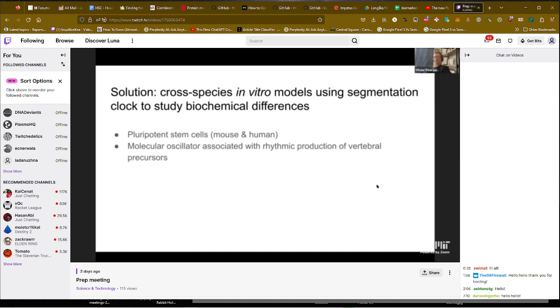Oh, sorry. Do you want to add anything to that, or no? No, I think that's it. The clock is basically an oscillator that controls the rhythmic production of the somites, which contain the precursors of the vertebrae and the skeletal muscle. I think what's important is that it oscillates with a defined period, and this period is specific for different species. But that's what we're using here.